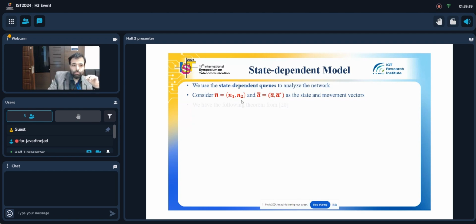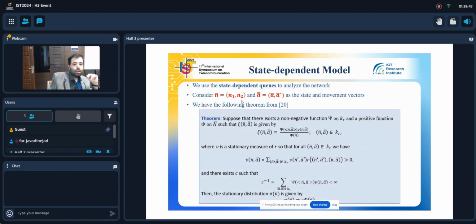Now, we have this theorem from one of our references, and this theorem in the state-dependent queues claims that if you find a phi and a new function, that this fraction can make any interaction in the network balanced for any pairs of n and a, then you can basically find the pi for that network, which is the steady state probability of that network. If you have that parameter, you basically solve the network. And we're looking for that.